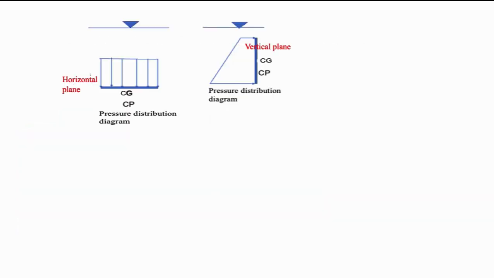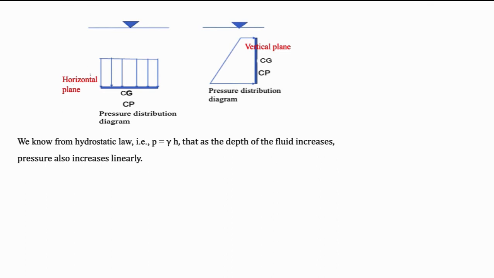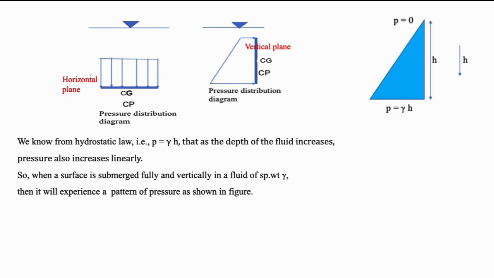Unlike the case of a horizontal surface, where the depth of fluid is the same all over the area, in the case of a vertical plane, the depth of fluid increases in the downward direction. We know from the hydrostatic law, P is equal to gamma h, that is, the pressure exerted on the surface increases with the depth of the fluid. So, when a surface is submerged fully and vertically in a fluid of specific weight gamma, then as shown in the figure, it will experience a triangular pressure distribution.